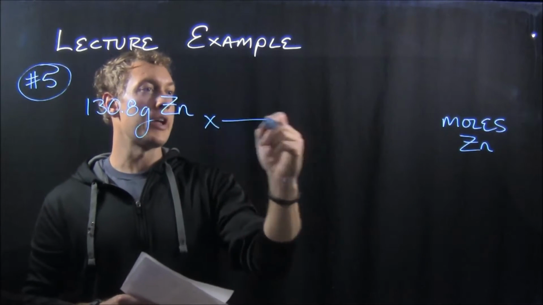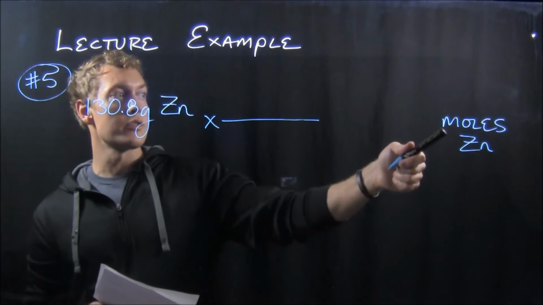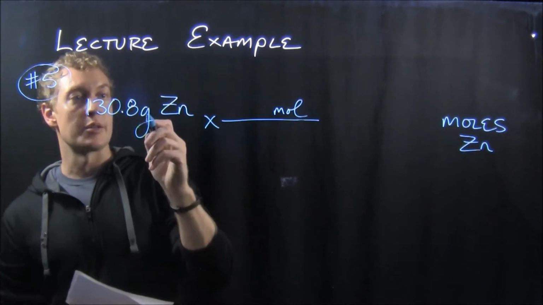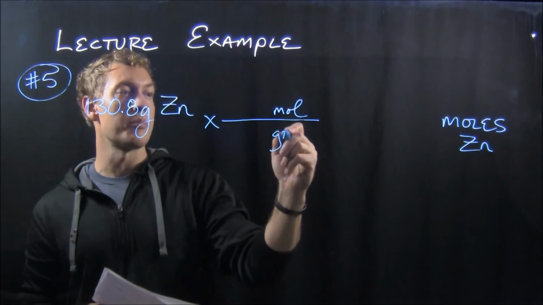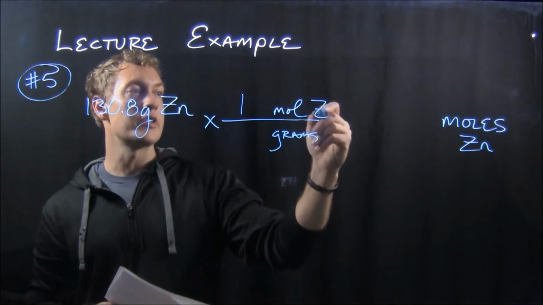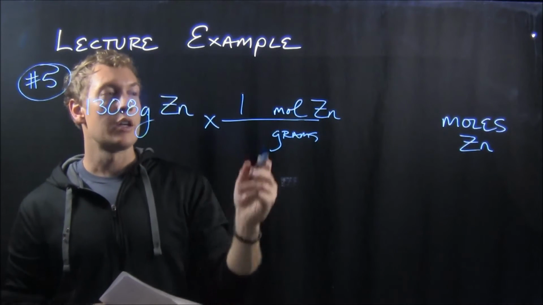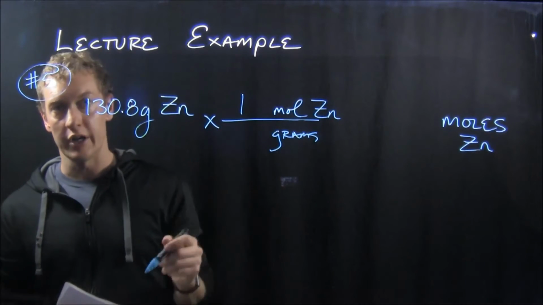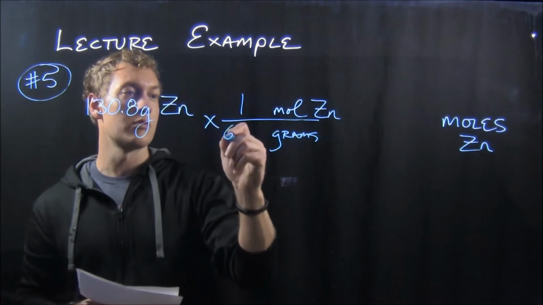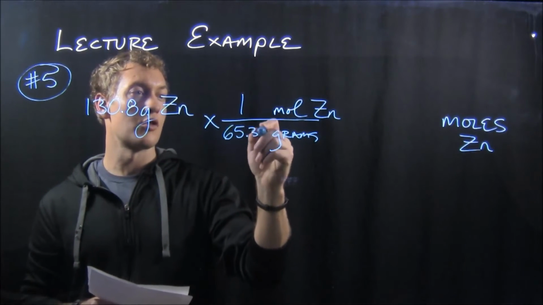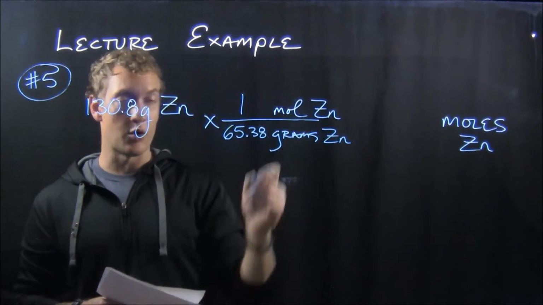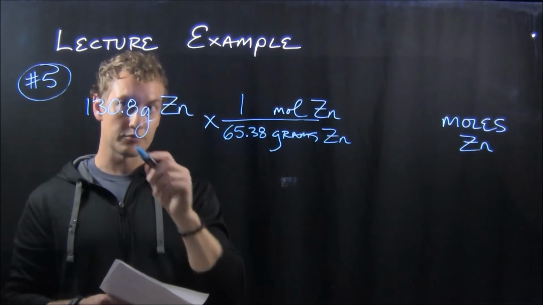So then I'm going to multiply that by a conversion factor. Since I'm looking for moles, I need moles on top. Since I'm starting with grams, I need grams on the bottom. It's going to be 1 mole of zinc. And we know that 1 mole of zinc, if we look at a periodic table, is 65.38 grams. So 65.38 grams of zinc is equivalent to 1 mole of zinc.